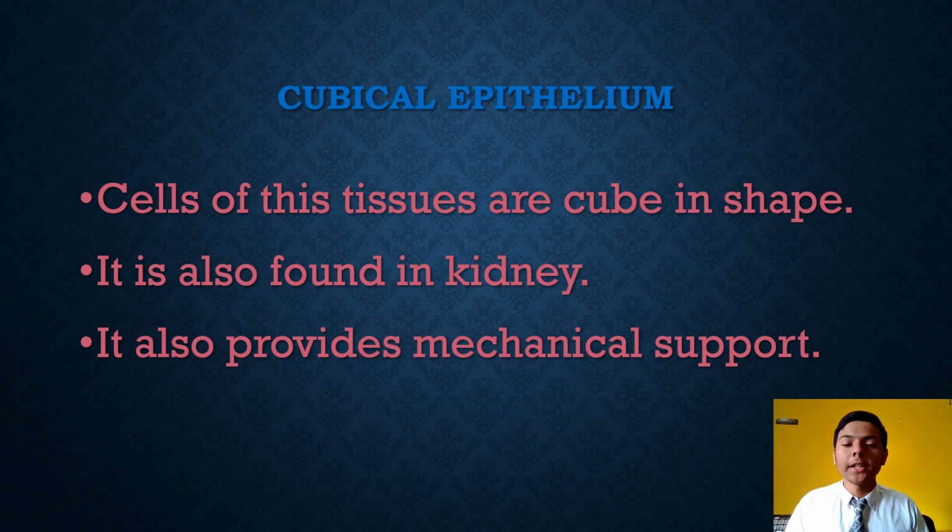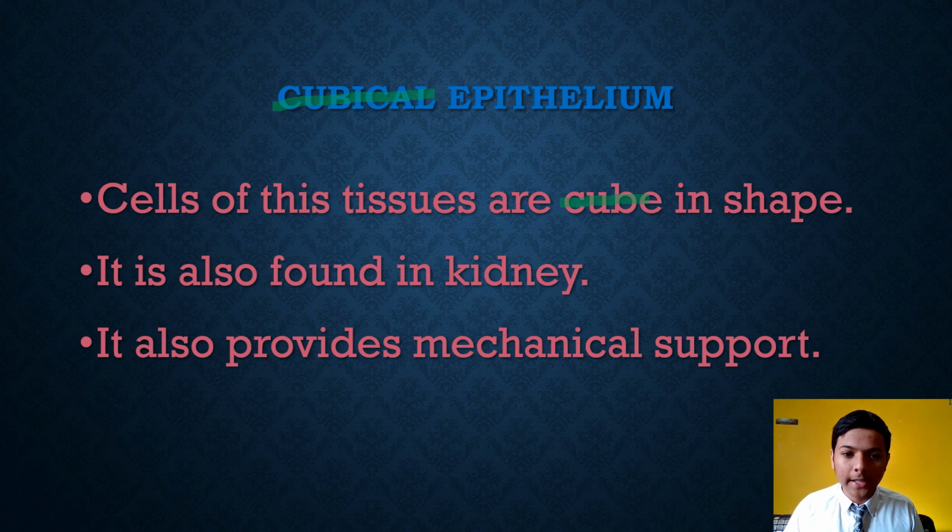Next is cuboidal epithelium. In this, cells of these tissues are cube in shape. Name is cuboidal, so from the name only we can understand these cells will be of cube type, means cube in shape. It is also found in kidney. It also provides mechanical support.